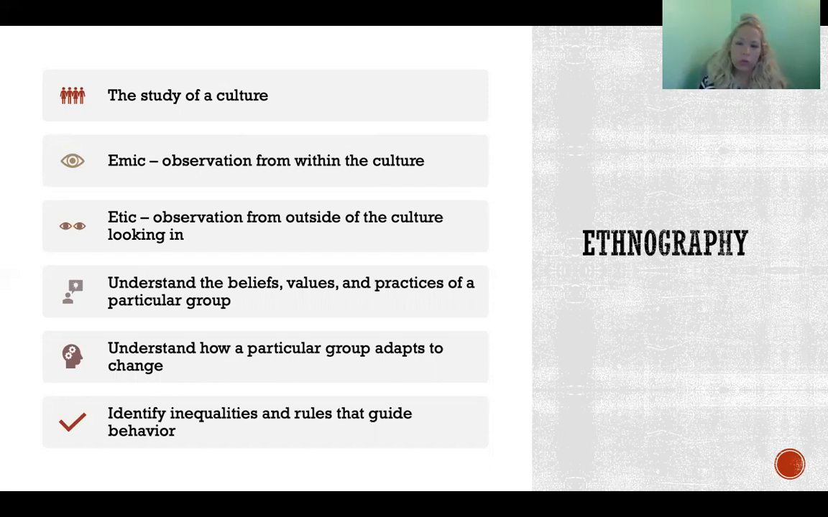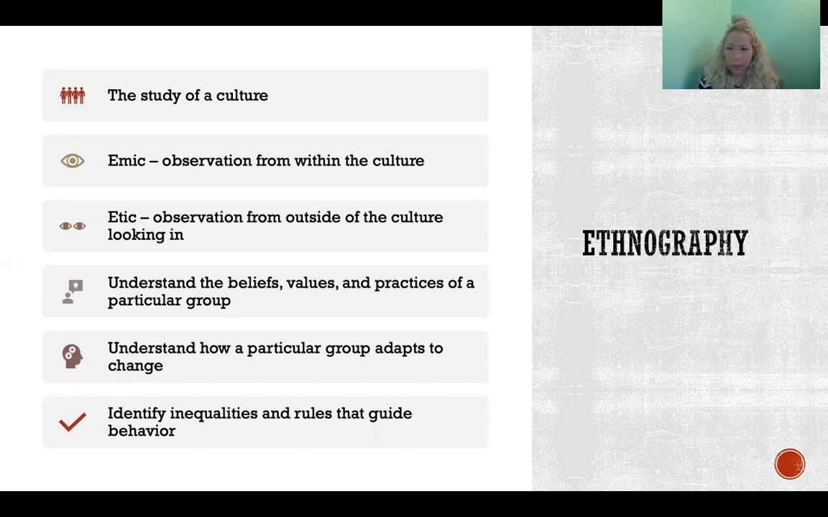So ethnography is really useful to understand the beliefs, values, and practices of a particular group, which can be really important. If you're trying to design a program or an intervention for a certain group, it won't be effective if your program is in violation or directly conflicting with some other beliefs or values of that group that you're designing the program for. And so it's important to have a good understanding of those things so that you can learn about how the group adapts to change, how likely they are to want to participate, and what the value is that the members of that culture might perceive from your intervention.